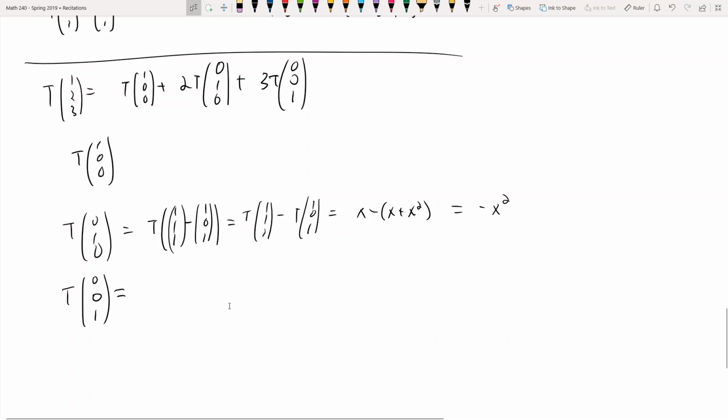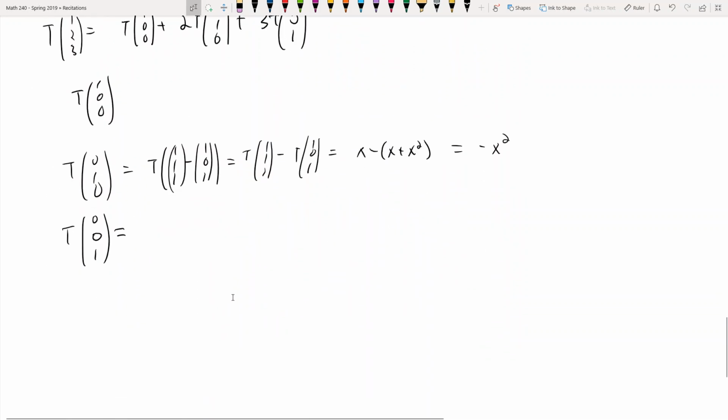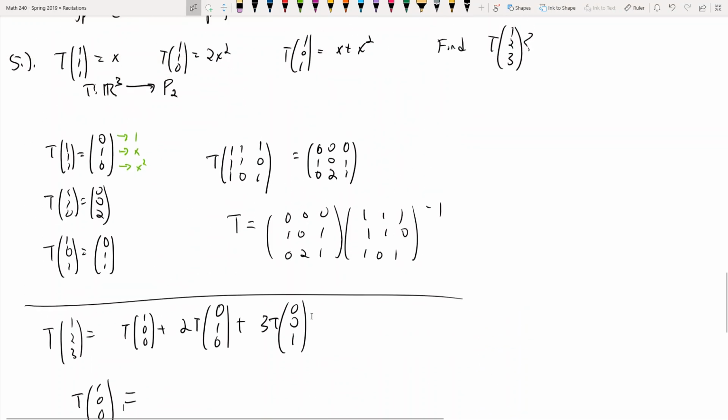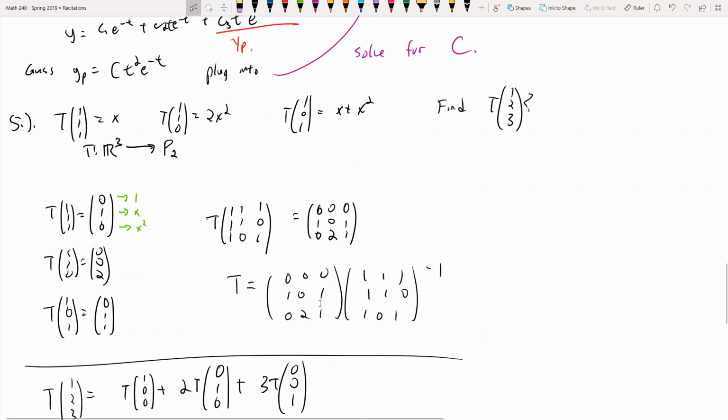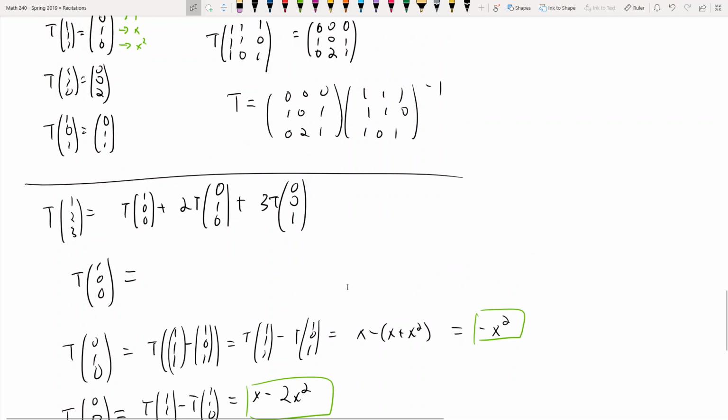All right, what about T of (0,0,1)? Yeah, so this is T of (1,1,1) minus T of (1,1,0), which is x minus, I think, 2x squared. Right, so we have one of them. Here's another one. And then T of (1,0,0), what is that one? Okay, that's the hard way to do it. So just do T of (1,1,1) minus (0,1,0), (0,0,1). That's the medium way to do it. It's the easiest way to do it, yeah. You already have T of (0,1,0) and T of (0,0,1). We can add those together and subtract that from T of (1,1,1).